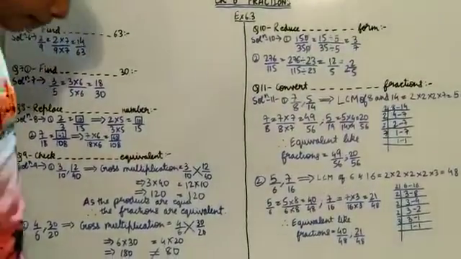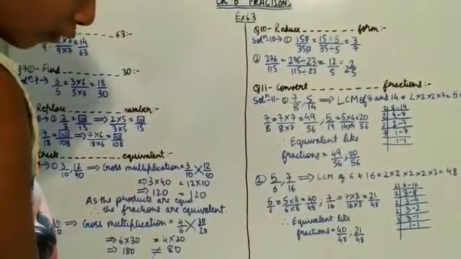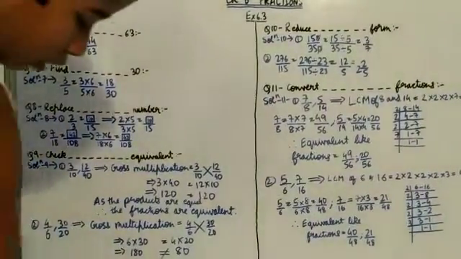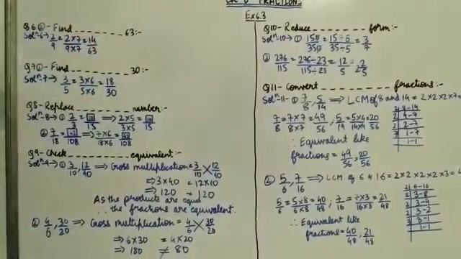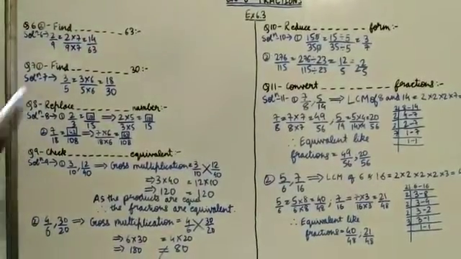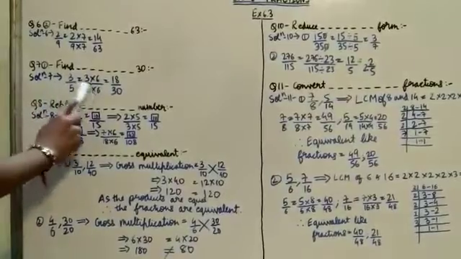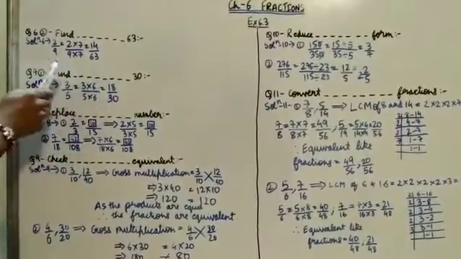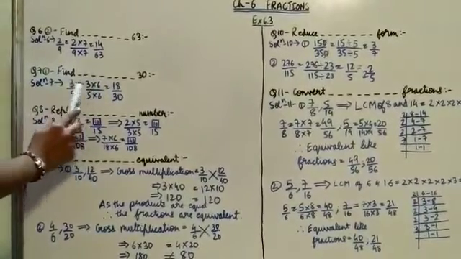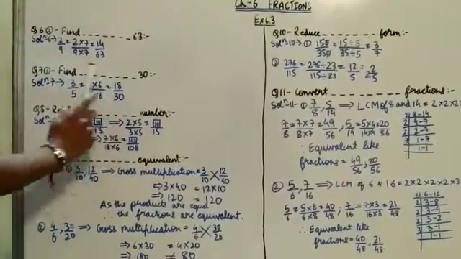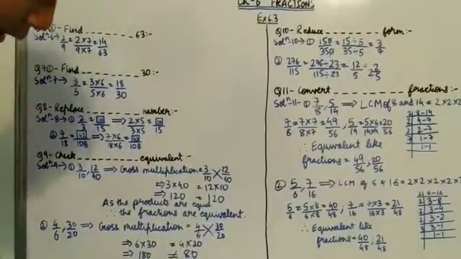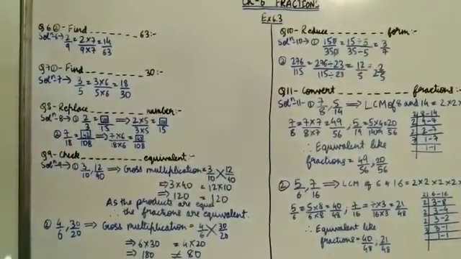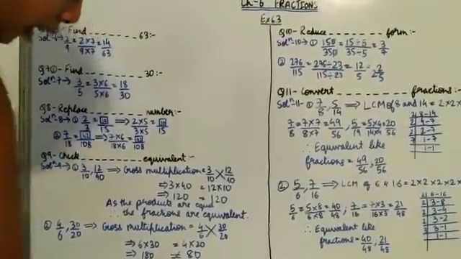Then question 7. Find the equivalent fraction of 3 upon 5 having denominator 30. As in the previous one, we just divide 30 by 5 and get the answer 6. Then multiply 3 upon 5 with 6 upon 6. We'll get 18 upon 30. So 18 upon 30 is the equivalent fraction of 3 upon 5 having denominator 30. The second one you can try.